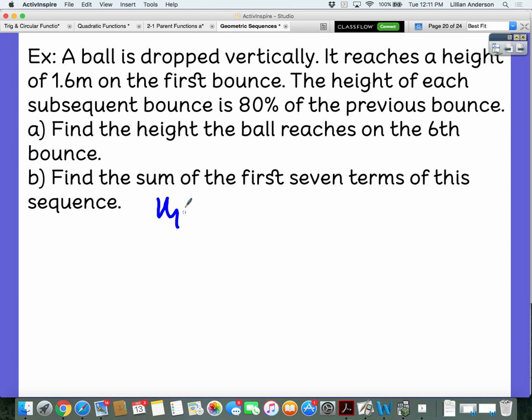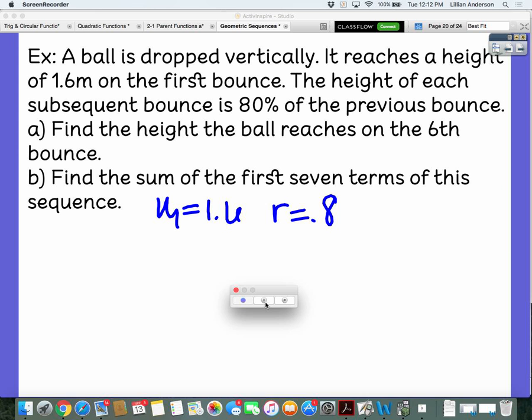So our first term is 1.6. Our rate is 0.8. And so we can use our equation to figure out what the height will be on the 6th bounce using our general formula. Can you guys go ahead and figure that out? What the height will be on this 6th bounce?